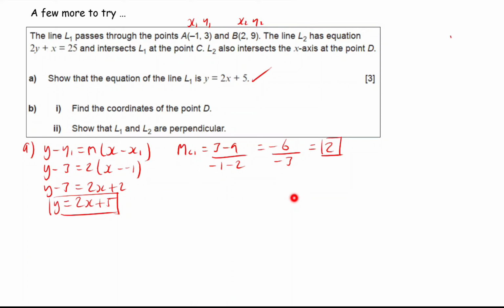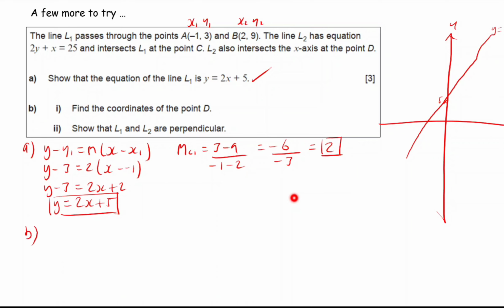Now it might be a good idea to plot that on the next part before we try the next part of the question. Our intercept is 5, so let's put that there. And our gradient's 2, so every 1 across we go 2 up. So the line will look something like this, only it should be straight, not wonky like mine. Right, and on to part B.